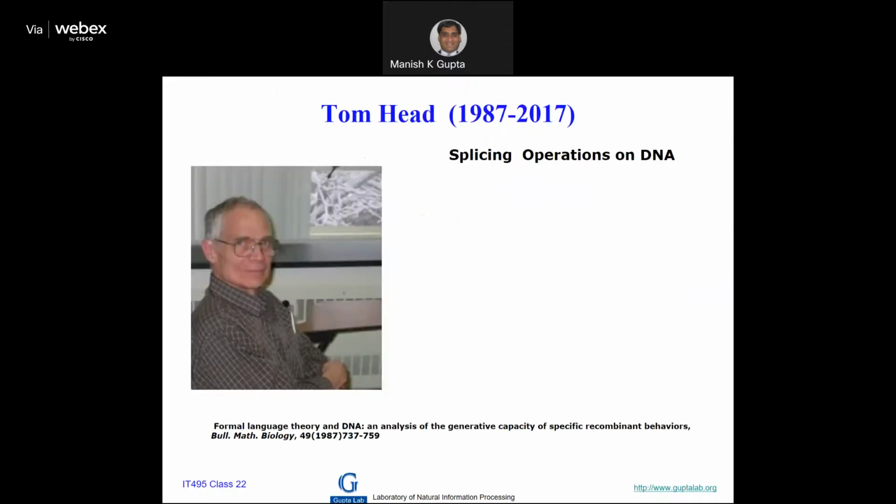He has actually shown that this is equivalent to a Turing machine, using the splicing operation on DNA. And this paper, an analysis of the generative capacity of specific recombinant behaviors, was purely theoretical, 1987, formal language theory and DNA, right? Because this classification is known as the formal language theory classification, and actually you can map it to the DNA. So this is the first way, the purely theoretical way.